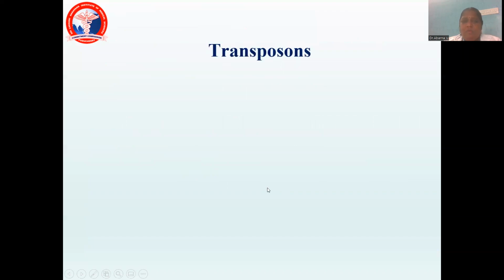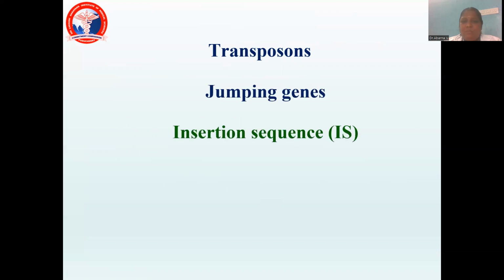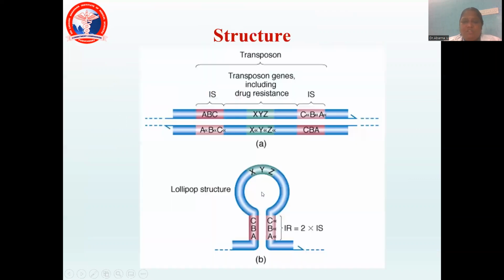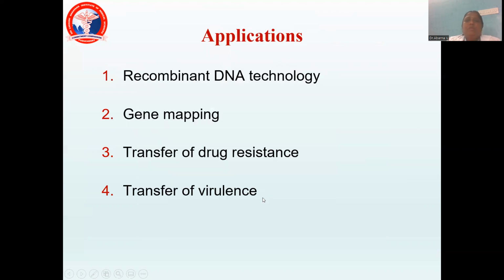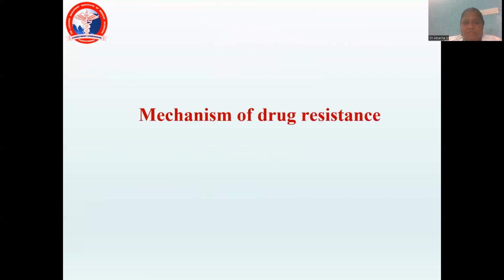And we also know about transposons. They are nothing but the jumping genes. When the insertion sequences are moving here and there, it is known as transposition. This is also an example of gene transfer. The applications of gene transfer are in recombinant DNA technology, gene mapping, transfer of drug resistance, and transfer of certain virulence factors.